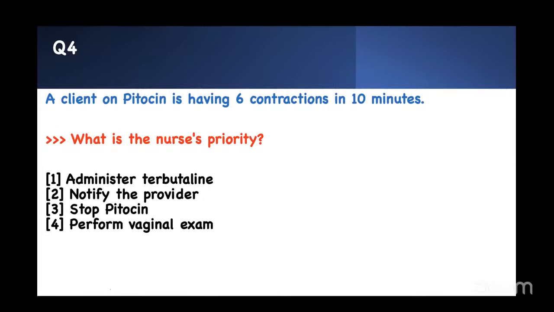But so far as the Pitocin is going, it becomes ineffective. If you have Pitocin going and you try to give them terbutaline to slow them down, it's not going to help. The best thing is to stop the Pitocin. Calling the doctor, the doctor will tell you you have the choice to stop the Pitocin. So you don't need to call me. Vaginal exams are not going to help you in this situation.